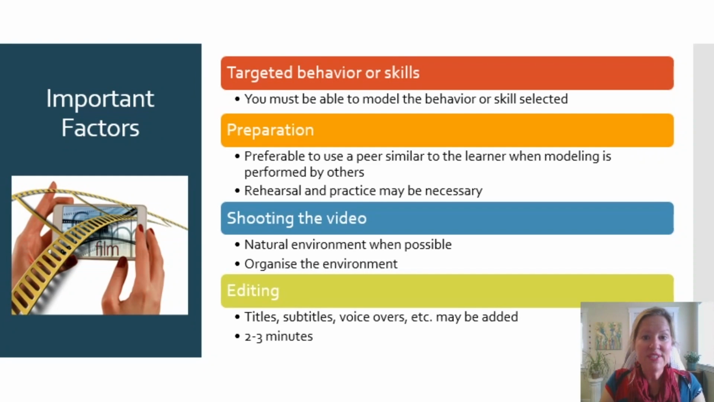Here are a few factors to consider when preparing to use video modeling. First, the behavior or skill to be taught must be clearly identified. Will the modeling have to include certain characteristics? And also, it must be determined that the target behavior or skill can actually be modeled. If the modeling will be done by another person, it is preferable that the model be a peer of around the same age group as the learner. However, a teacher, a parent, or another adult can model the skill if a peer is not available.